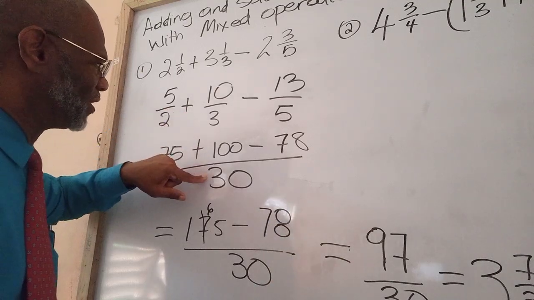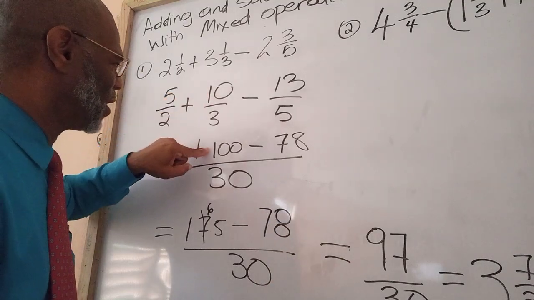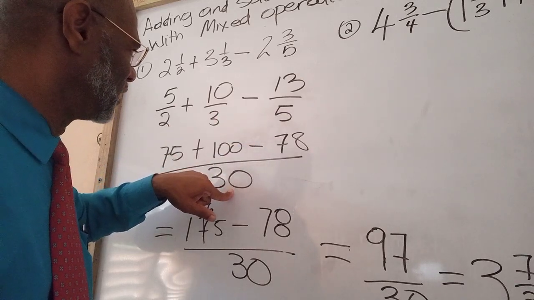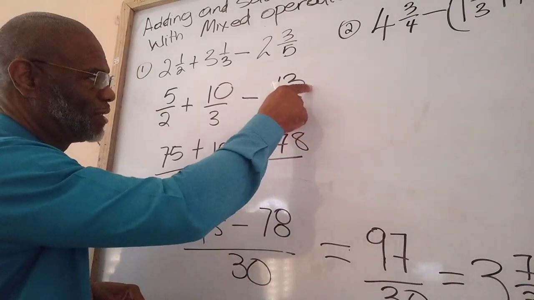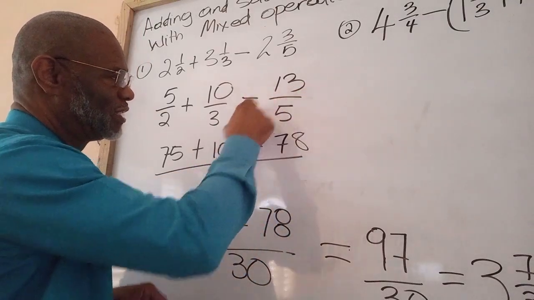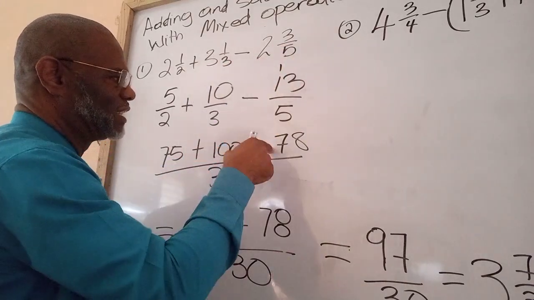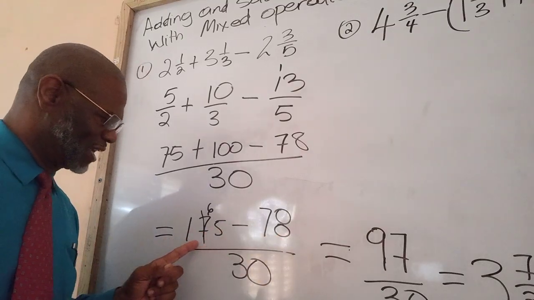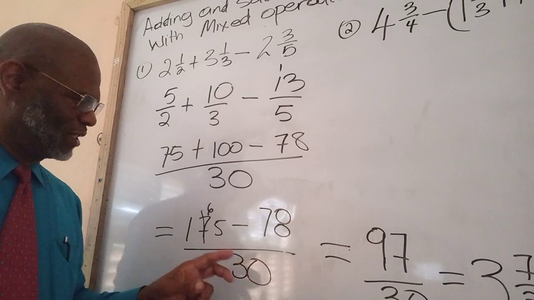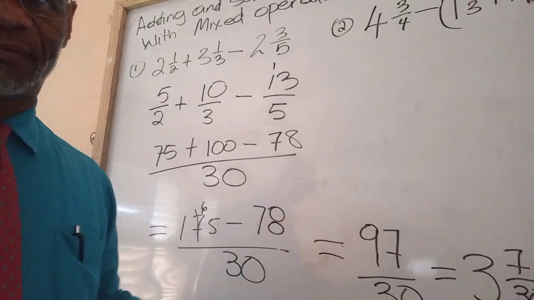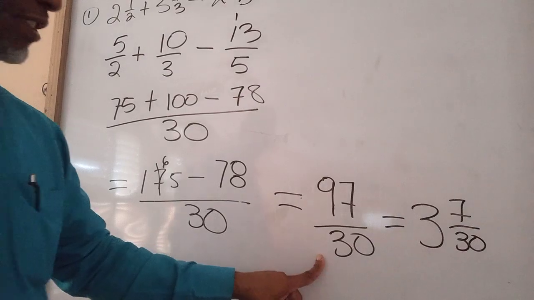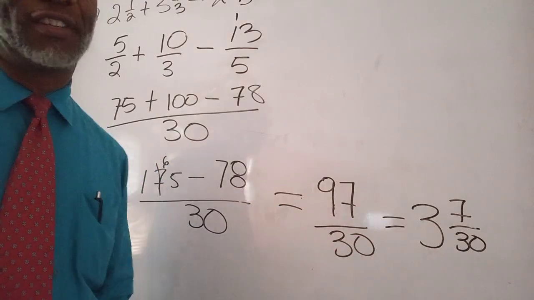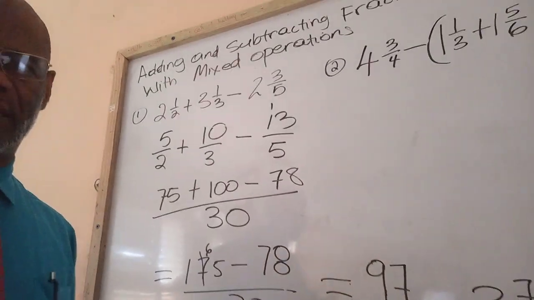3 into 30 is 10, and 10 times 10 is 100. 5 into 30 is 6. 6 times 13: 6 threes are 18, carry 1, and then 6 ones are 6 and 1 is 7. So that's 78. Then we subtract 78 from 175, and that is equal to 97 over 30. Then we simplify that and we get 3 and 7 over 30. So that is that for that one.